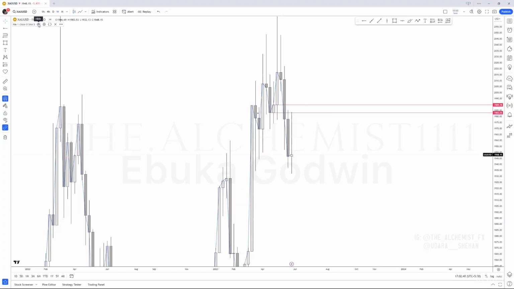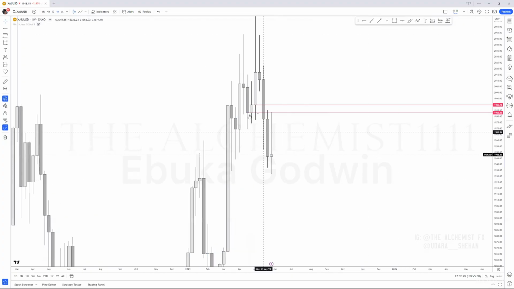So without the indicator, without the line chart, you will see that. Okay, there is a support, it was broken, it turned into resistance, and all that stuff.